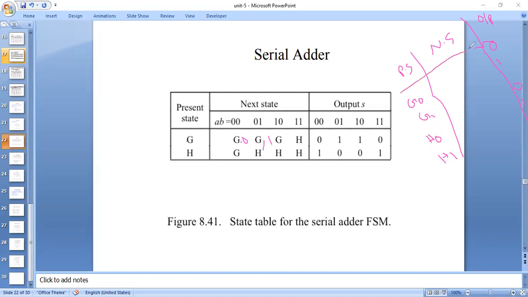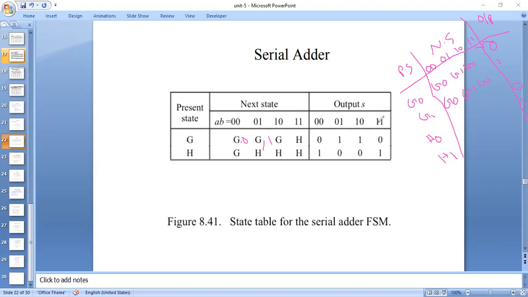And here you have to write the next state under the input conditions. What are the inputs we have? 00, 01 and 10, 11, right? So for 00, what is the next state here? G comma 0. So that's why you have to write G0. And similarly you have to write G0 here also. And here the output will be 1, so you have to write G1, and here also G1, and here also the output will be 1, so here you have to write G1 and G1.